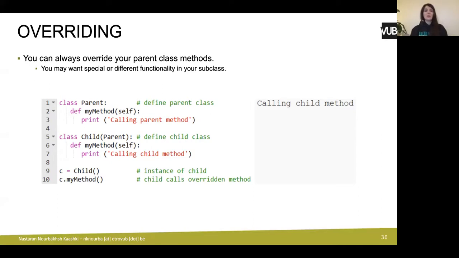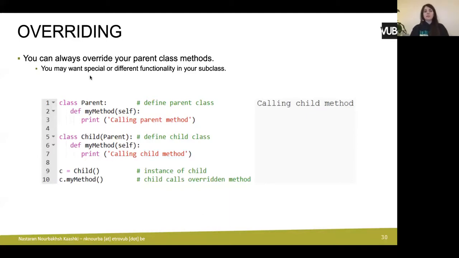So I hope you are not tired now, and let's continue overriding. You can always override your parent class methods. You just saw that you can override constructors and destructors of the parent class. You also saw that you can add some functionality to the existing functions of a parent class. But let's see how we can do overriding for other functions.